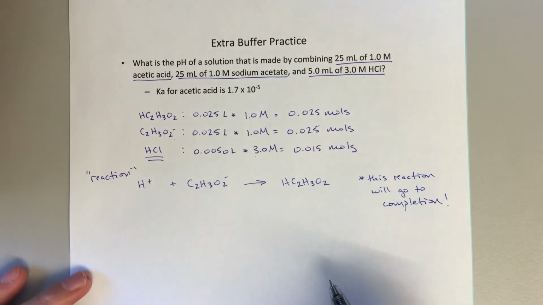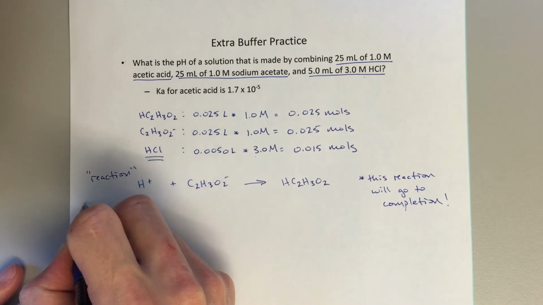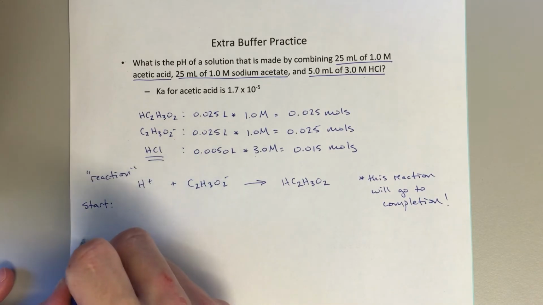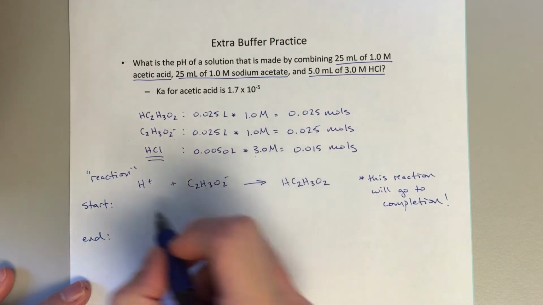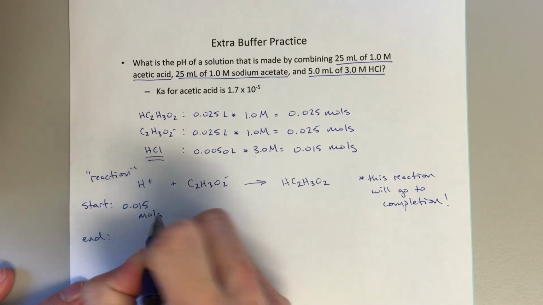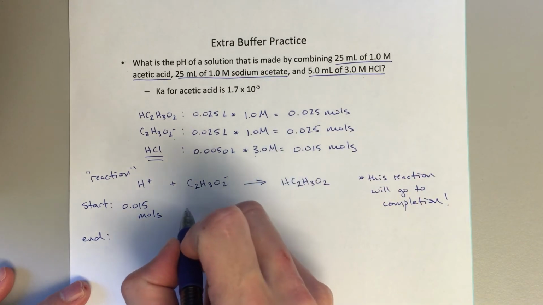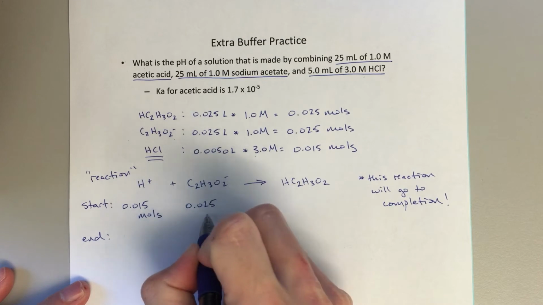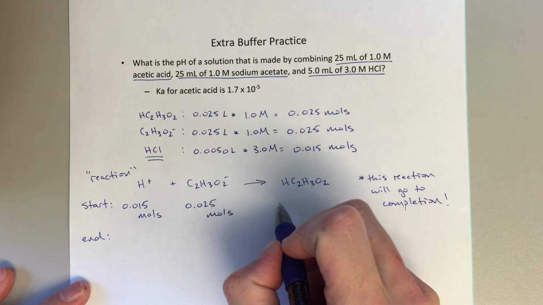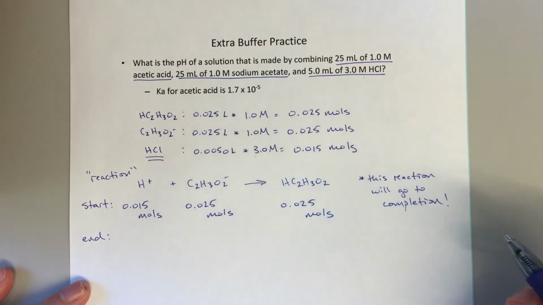So going back to Chem 121, when I'm doing this stoichiometry table, I'm going to just write start and end. So I'm going to start with a certain number of moles of H+. In this case, that's 0.015 moles. A certain amount of moles of acetate ion, 0.025 moles. And then the same amount, 0.025 moles of acetic acid.